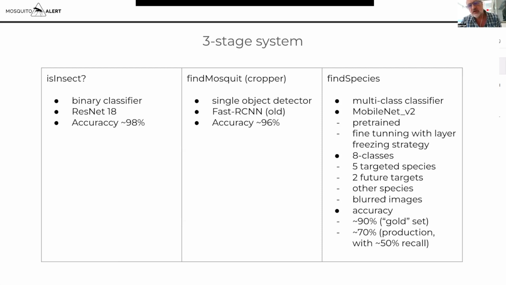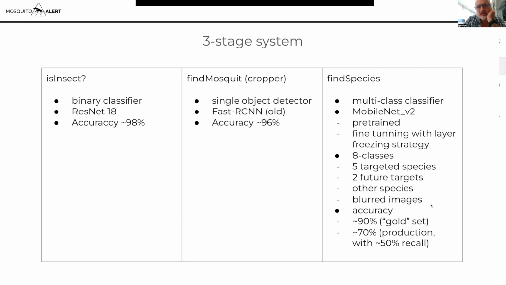And also another class, which is blurred images, because in blurred images, many times we have kind of stains or blobs that might look like a little mosquito, and they are not. So it is important to distinguish also these images that are not filtered by the is insect filter.